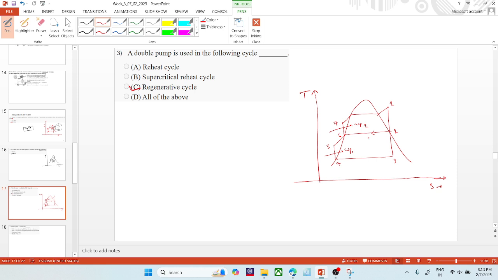And Y fraction would go here, and 1 minus Y would be expanded fully in the turbine. This is 1 minus Y. It's not very clear. Okay, so this is 1 minus Y. 1 minus Y will expand here and Y fraction will go here. So here a double pump is applied in the regenerative cycle.